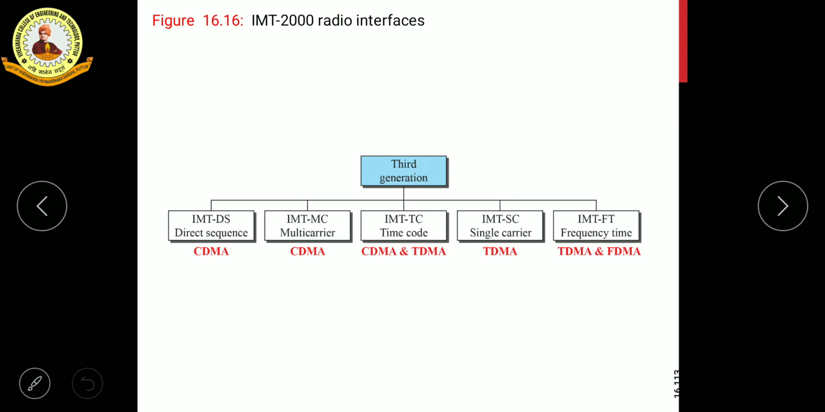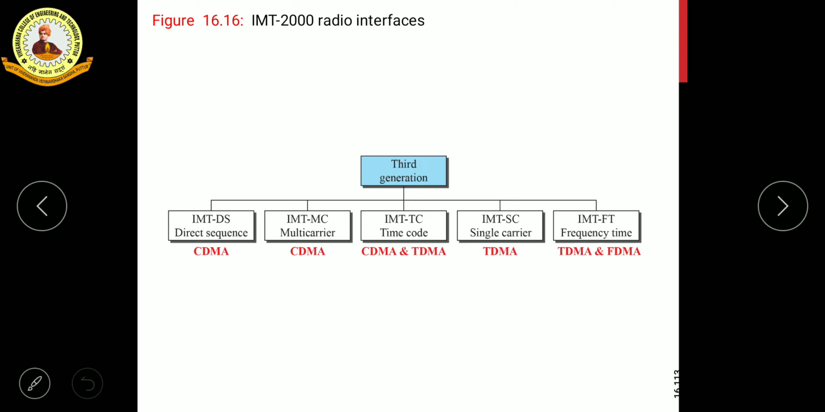So these are the radio interfaces. In third generation, we have many interfaces: IMT-DS, that is direct sequence, MC multi-carrier, TC time code, SC single carrier, FT frequency time. So what are these? IMT-DS: this approach uses a version of CDMA called wideband CDMA, that is WCDMA. MC means this approach was developed in North America and is known as CDMA 2000. So it is an evolution of the CDMA technology used in IS-95 channels.